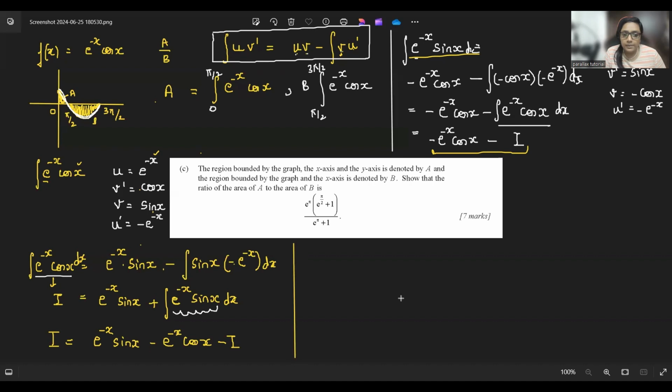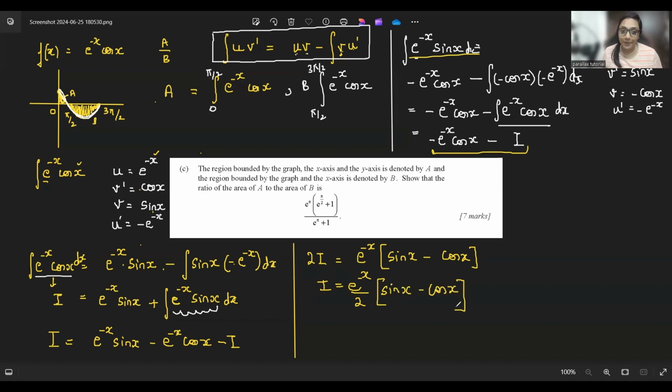So if you put the I's together and solve for I, that is, making I the subject, we get 2I is equal to e to the power minus x common outside. We are left with sine x minus cos x. And therefore, I will be e to the power minus x by 2 times sine x minus cos x.